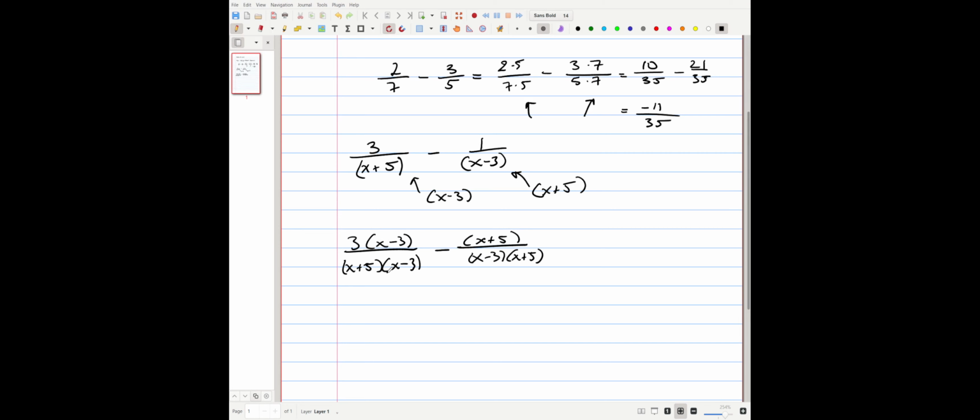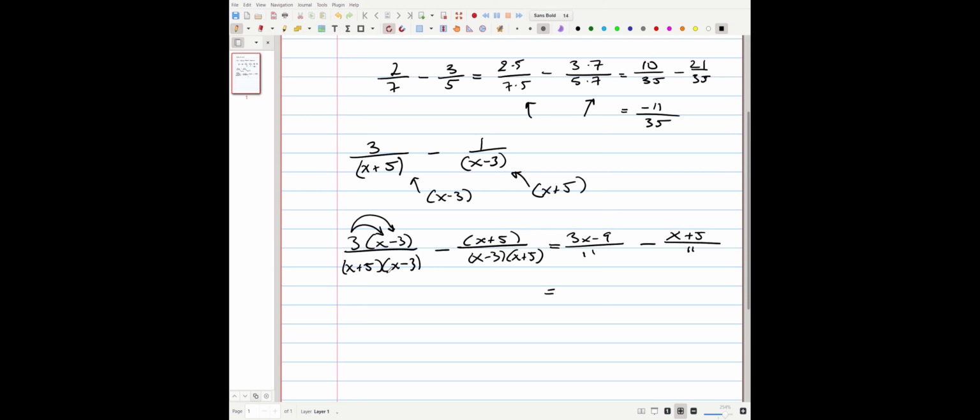Okay, and now you can see we do have common denominators. Let's go ahead and distribute this, simplify this guy a little bit. So we're going to get 3x minus 9 over, and rather than writing the denominator the same, I'm just going to put 2 lines. That just means the denominator hasn't changed since the last time I wrote it. Right, and we still have the x plus 5.